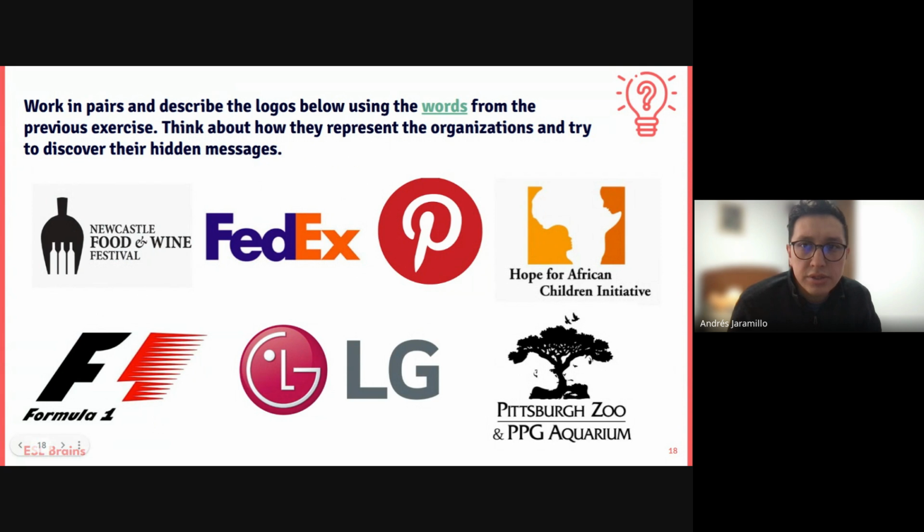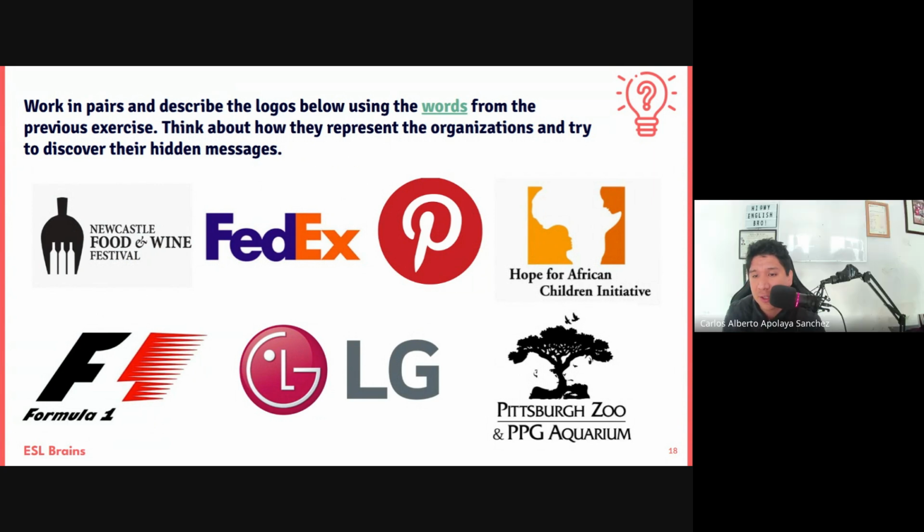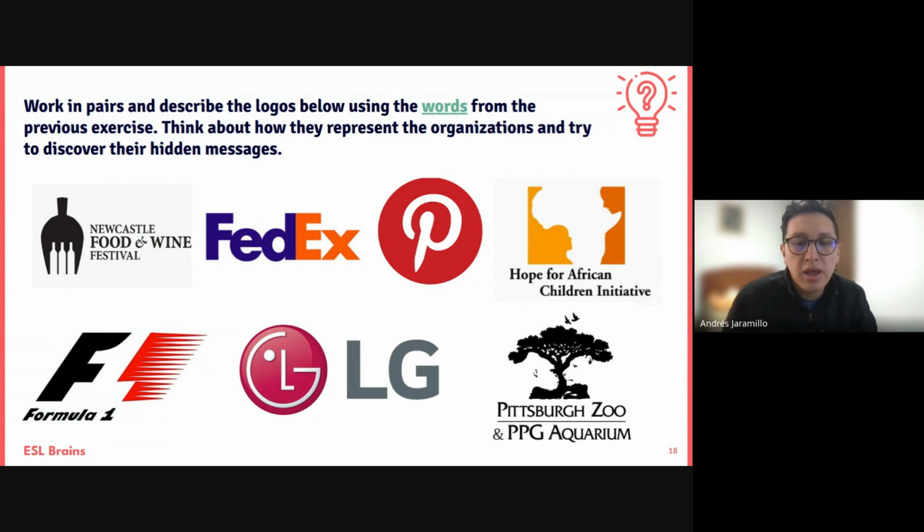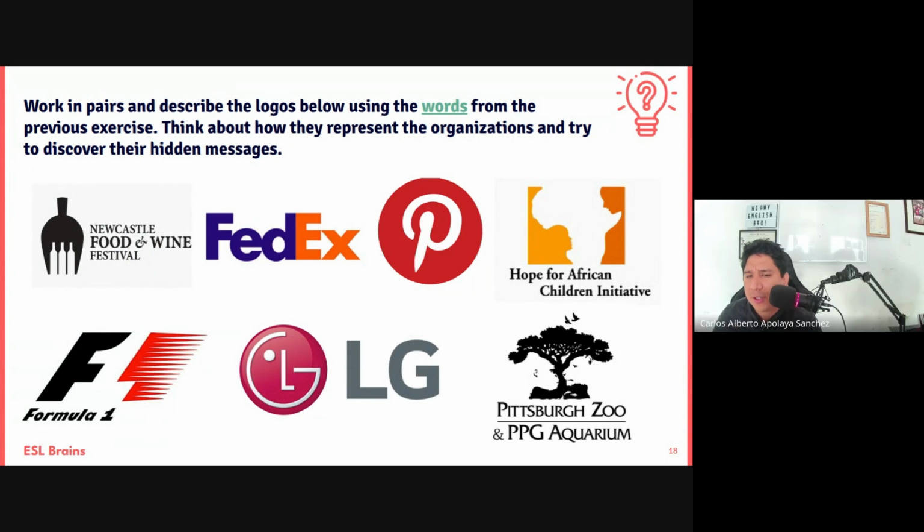I recognize FedEx and Pinterest and Formula One and LG, right? Yeah, so now let's analyze. What about Pinterest? This is the logo. What does this P resemble? What does it symbolize? I don't know, with this type of font, I say it is attractive for young people.